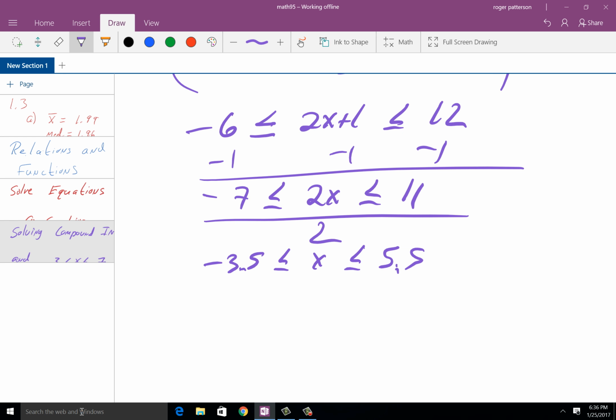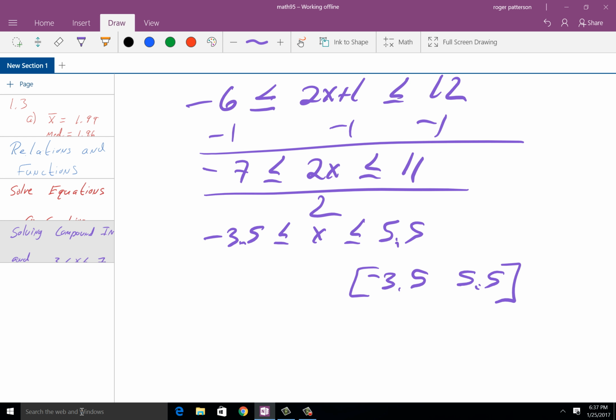Okay. Oh, I guess I'm supposed to be putting all these in interval notation. Oh my goodness. There we go. Okay, are we good with that one?